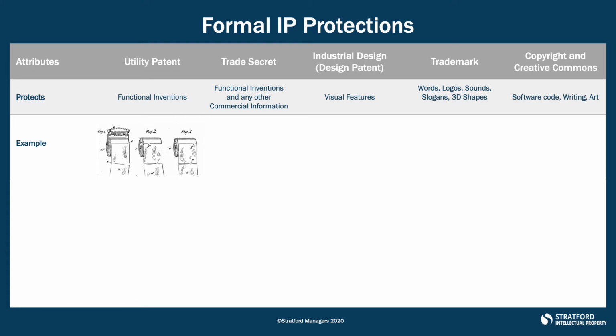Trade secrets cover all aspects of a functional invention, but also any commercial information that is valuable because it is kept secret. For example, the recipe for the unique combination of spices used on the KFC chicken. Industrial designs or design patents cover the visual features of a product. This is an example of the Coca-Cola bottle that was protected in 1937.